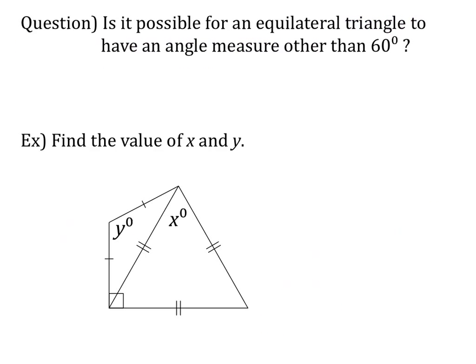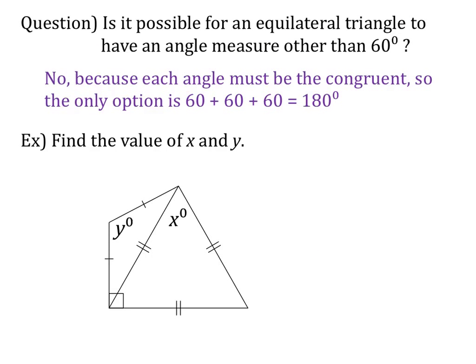Now here's my question. Is it possible for an equilateral triangle to have an angle measure other than 60 degrees? Pause the video and just think for a second. Is that possible? Hopefully you cited no, that it's not possible, because each angle must be congruent to the others, so the only option is 60 degrees plus 60 degrees plus 60 degrees equals 180 degrees.